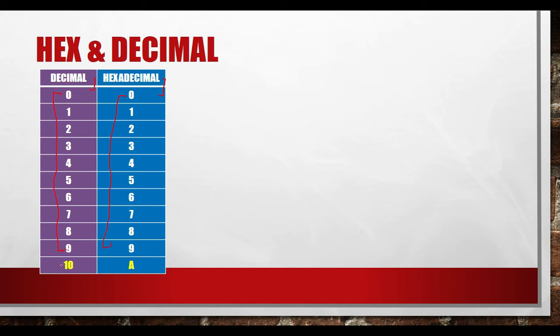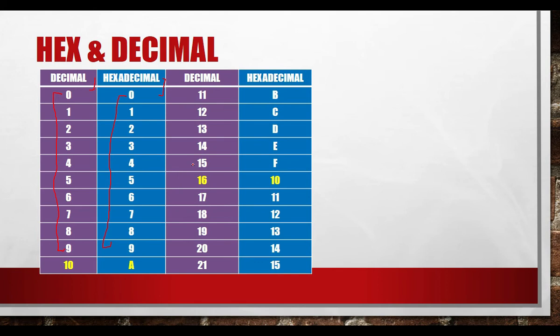But for the succeeding numbers, starting from 10 down to 15, so there are 6 numbers, if you count this starting from 10, 1, 2, 3, 4, 5, 6. So these 6 numbers are in the form of letters in hexadecimal. So 10 becomes A, 11 becomes B, 12 becomes C, 13 becomes D, up to 15, which in this case is F.